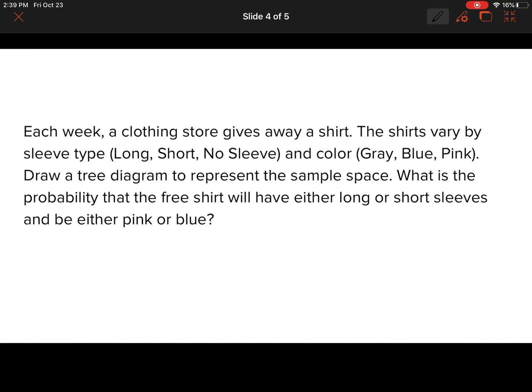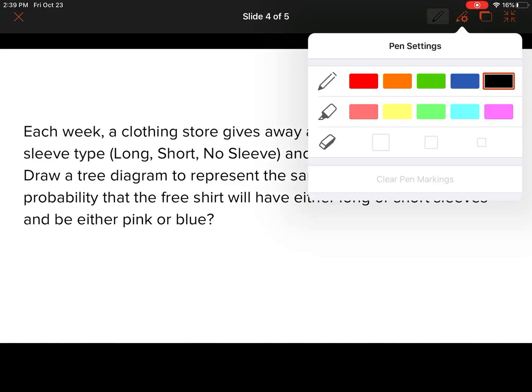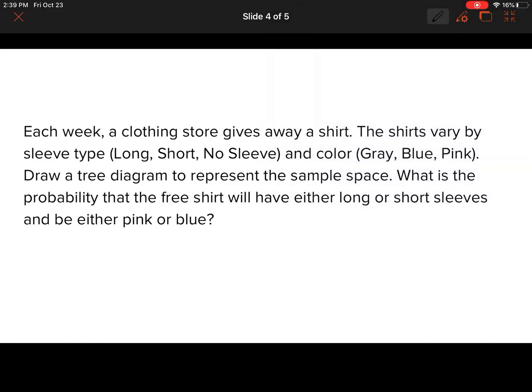Alright, so each week a clothing store gives away a t-shirt. The shirts vary by sleeve type, long sleeve, short sleeve, or no sleeve, and color, gray, blue, or pink. It wants us to draw a tree diagram to represent the sample space and find the probability that the free t-shirt will either have long or short sleeves and be either pink or blue.